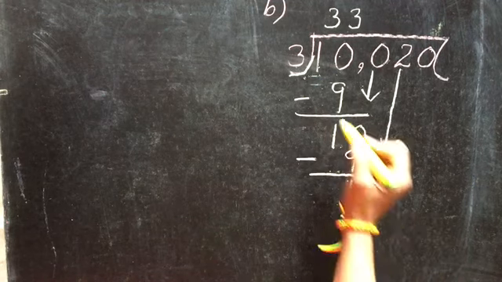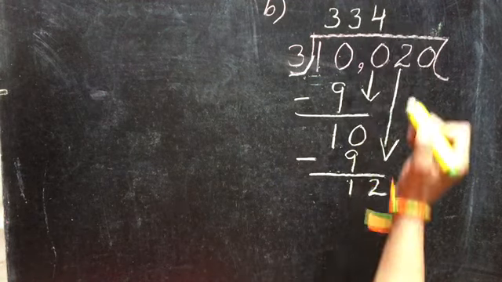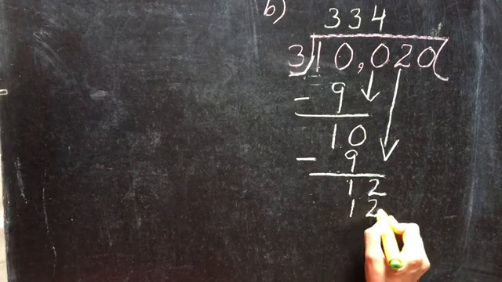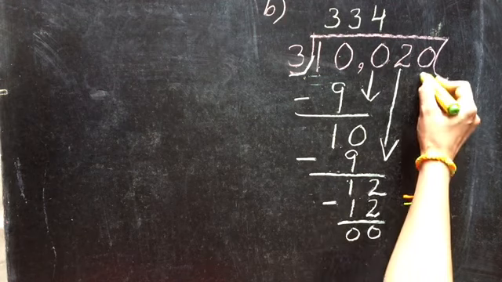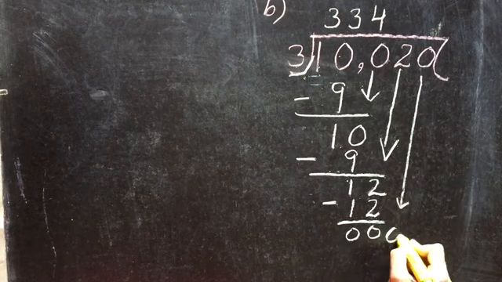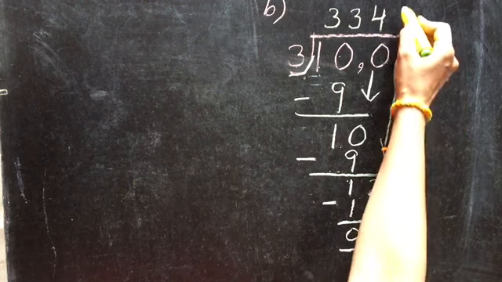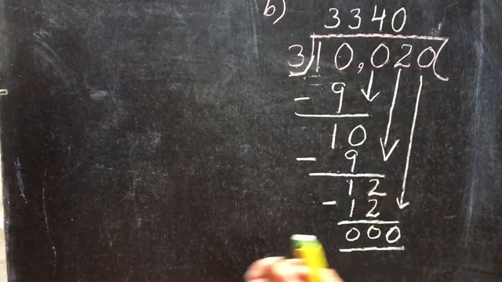Now this 2 will go down, it is 12, fine. So 3 4s are 12, subtract, it will be 0 and 0. Now this 0 will go down. As 0 does not come in the table of 3, we will put a 0 here.